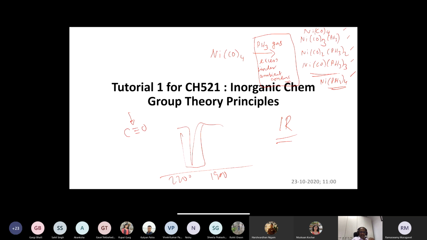Checking for typical markers for functional groups. I'm sorry? Checking for typical markers for functional groups. Exactly. I mean, that's one.